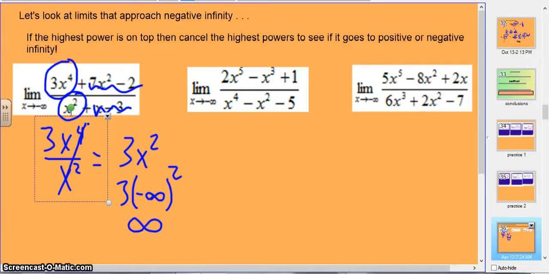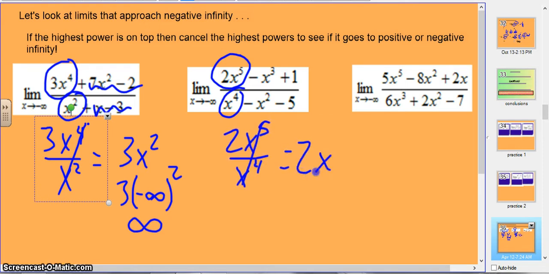Okay, let's take a look at the next one. 2x to the 5th on top, x to the 4th on the bottom. Those are the highest powers. Now remember, you got to look for the highest powers. It's not always going to be in order. Okay, if I were to cancel the x's, I would get 2x. And remember, it's going to negative infinity. So I would get a negative 2 times infinity, which is just going to be negative infinity. So this is going to go to negative infinity.